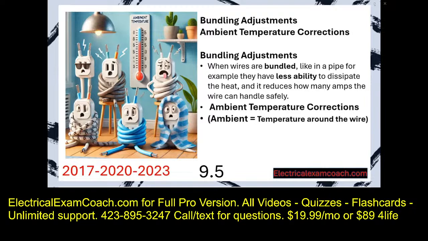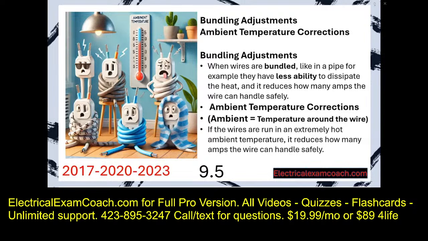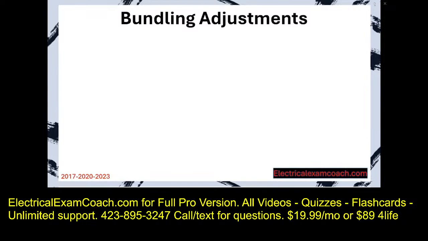Ambient temperature corrections are like this. If wires are run in an extremely hot ambient temperature, it reduces how many amps the wire can handle safely. We're going to learn about these one at a time. Let's get to it. Let's dive into bundling adjustments.